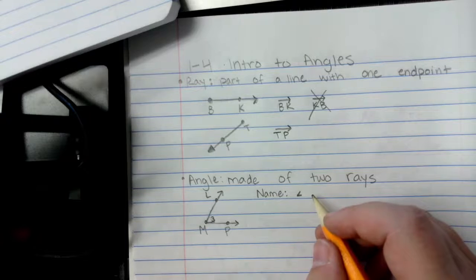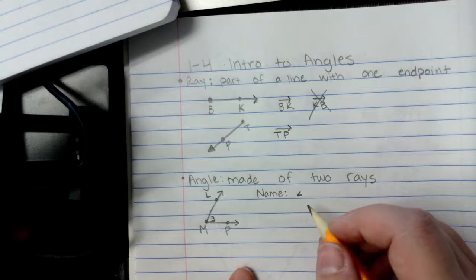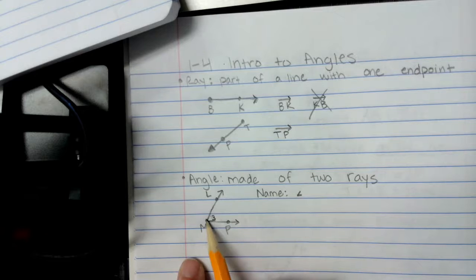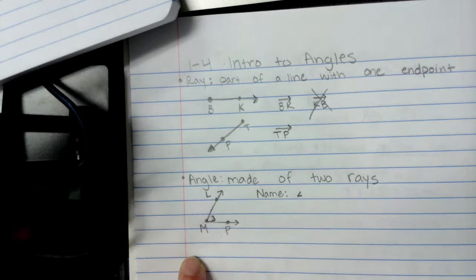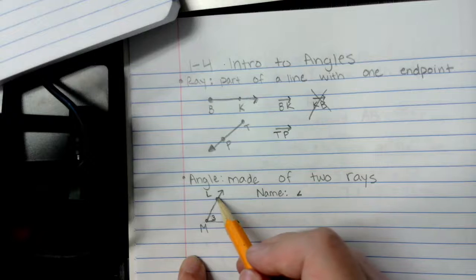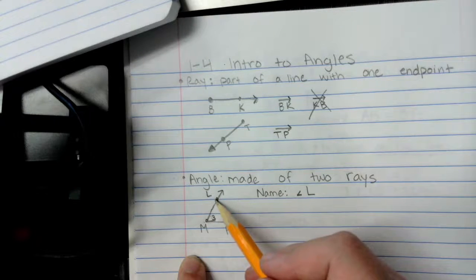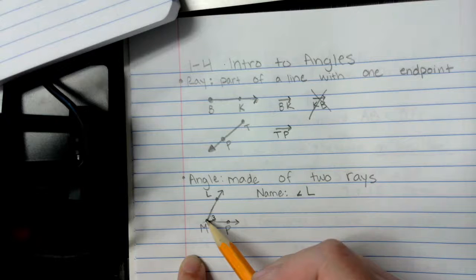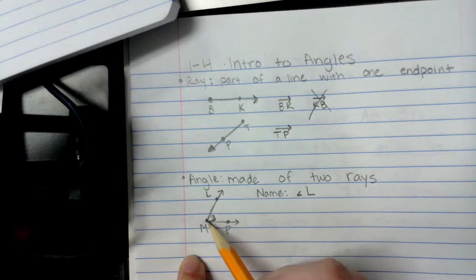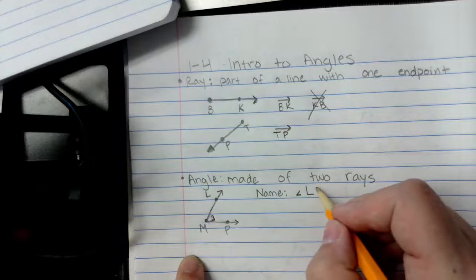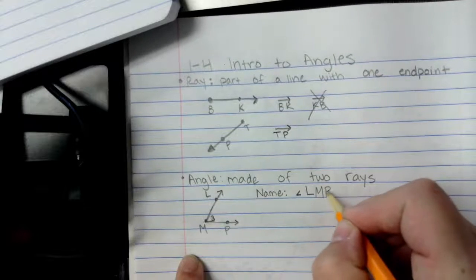What point would I start at? If I start at M, can I do the whole angle without picking up my pencil? No, so I can't start at M because I would go M, P, and then I don't have anywhere to go. That just keeps going on. So I'm going to start at L, and then go towards M, and then go to P. So our first way to name is LMP.